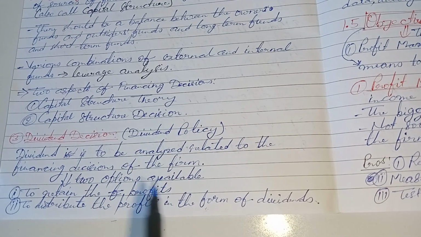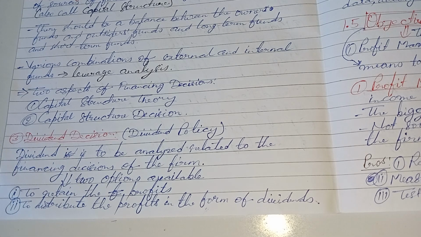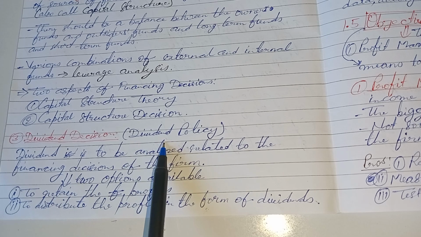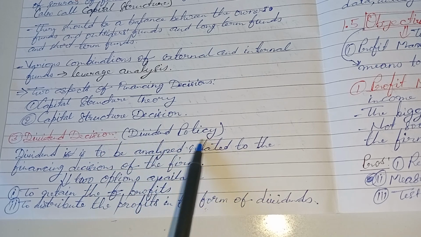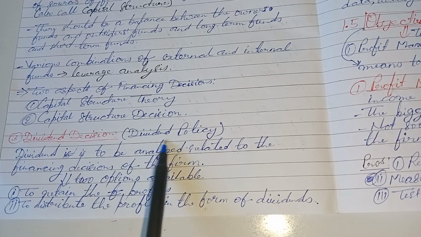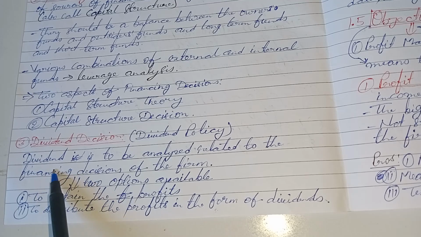That is clear. Okay. So we discussed in short about the investment decisions. Then we discussed financing decisions. Now we move on to the dividend decisions. Dividend decision, in brackets written dividend policy. So here we will discuss the dividend. So what is this dividend?